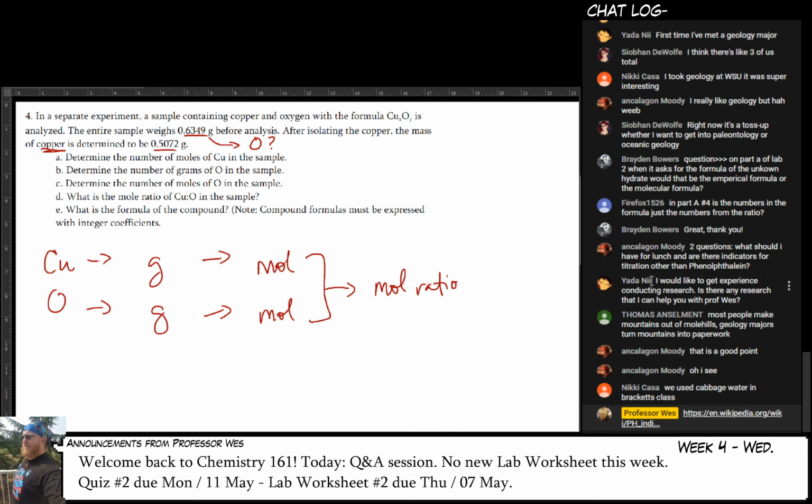Let's see here. I would like experience conducting research. So I don't teach a class that's really good for research, but we do have a course on campus. It's called Chem 199. Or maybe it's 299. I don't know what our research number is. And what you would do is you would devise an experiment, and the faculty basically help you come up with that.